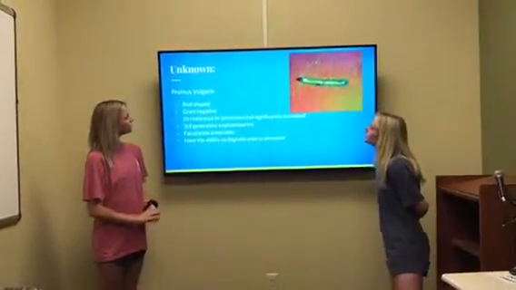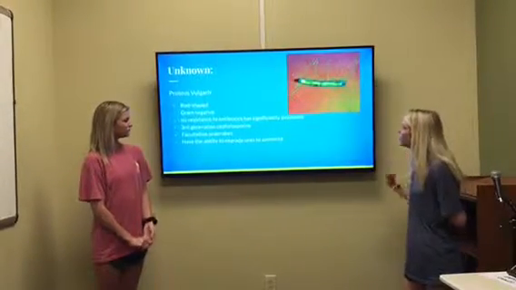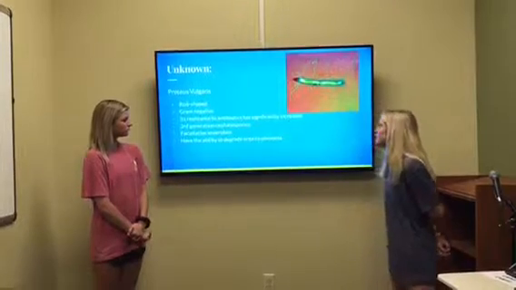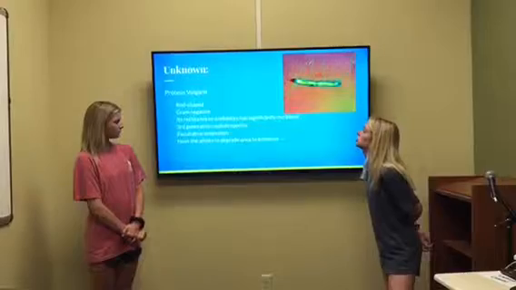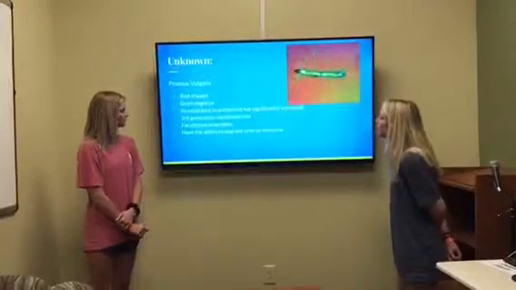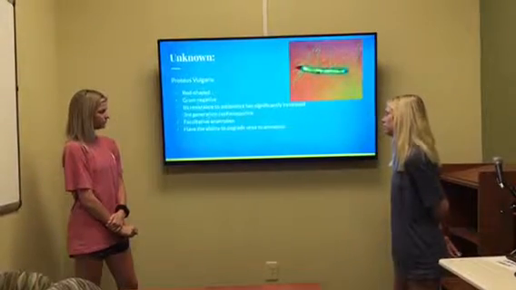So our unknown is Proteus vulgaris, and it's a rod-shaped gram-negative bacterium. Its resistance to antibiotics has significantly increased over the years. It is resistant to 3rd-generation cephalosporins. It is a facultative anaerobe, and it has the ability to degrade urea to ammonia.